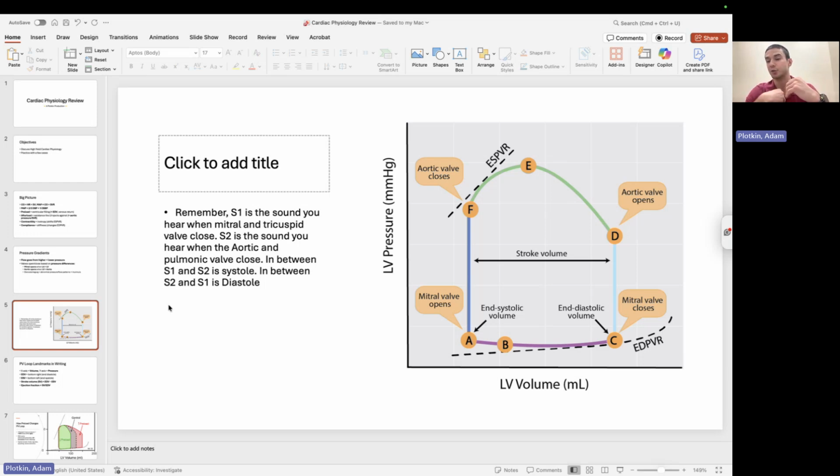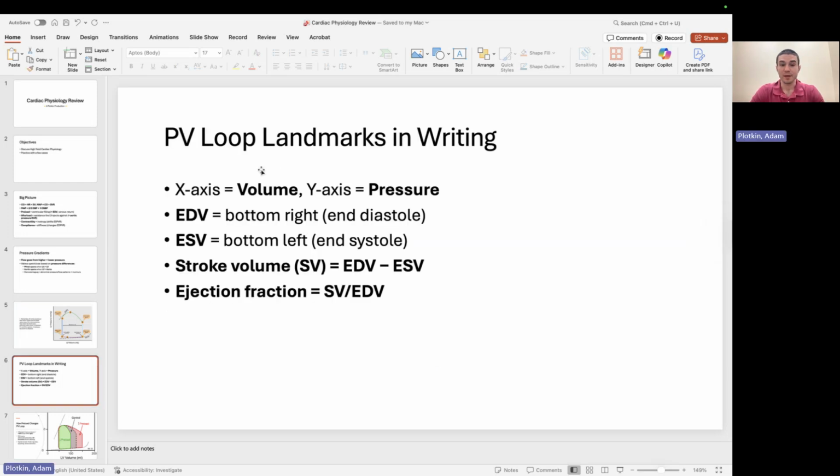So I can hear S2 better at the base of my heart, whereas S1, tricuspid and mitral closing, tricuspid is better heard usually at the fourth or fifth intercostal space, left lower sternal border. Okay, and the mitral valve is usually at the fifth left intercostal space, mid-clavicular line, or what we call the cardiac apex. So your S1 is better auscultated at the apex. Your S2 is better auscultated up at the right and left upper sternal borders, right? My base.